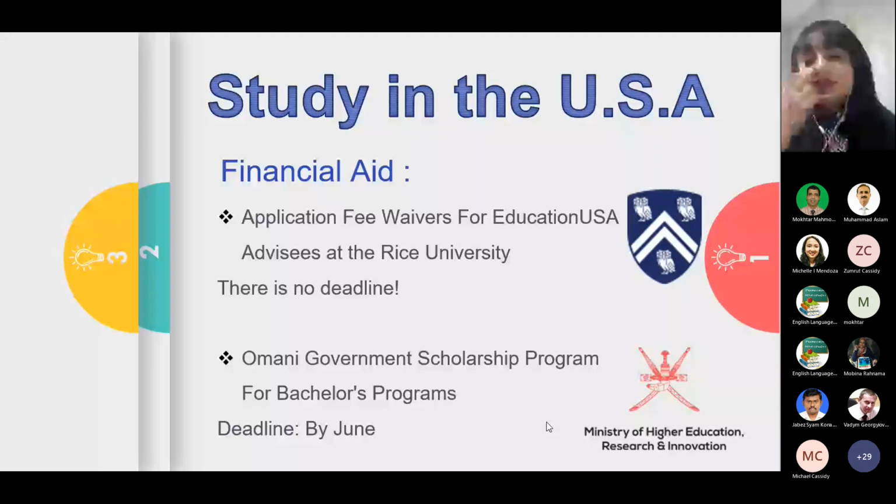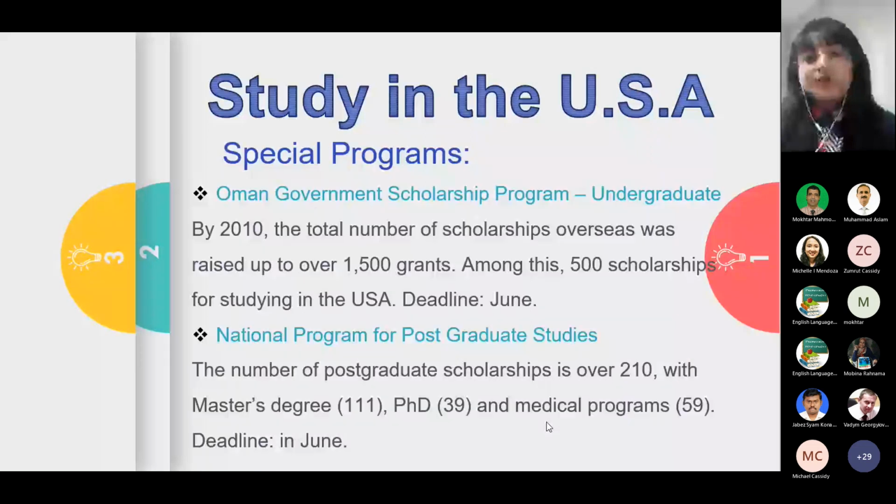And then there is the Omani government scholarship program for bachelor's programs, and the deadline is by June. This is sponsored by the Ministry of Higher Education, Research and Innovation. There are some special programs like the Oman Government Scholarship Program for undergraduate students. And then we have the National Program for postgraduate students. For example, there are 111 master's degree grants, 39 PhD, and 59 medical programs. And the deadline will be in June, same as the Oman Government Scholarship Program.